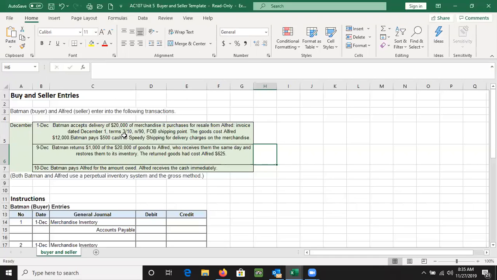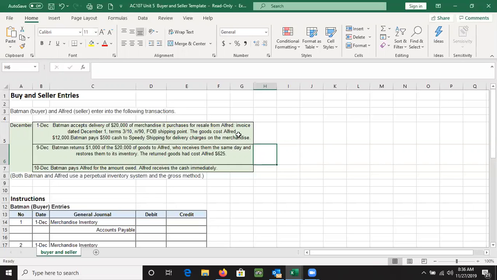All right, these numbers could switch. It could be 5/15, 2/30. It could be anything. But this first number is always the discount percentage. The second number is always the number of days you have to receive the discount percentage. Over here, n/90 just means in total, Batman has 90 days to pay the bill, regardless of the discount. This could be anything, and it's always going to be n, but it could be slash any number. It could be n/30. That means Batman would only have 30 days to pay the bill in total. It could be n/45, anything like that.